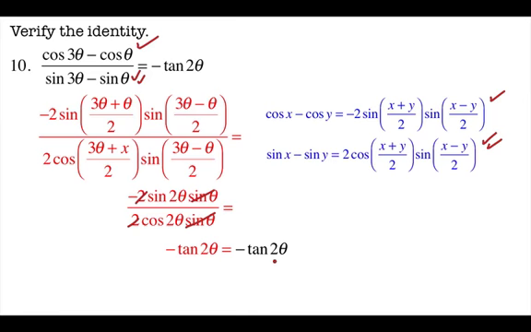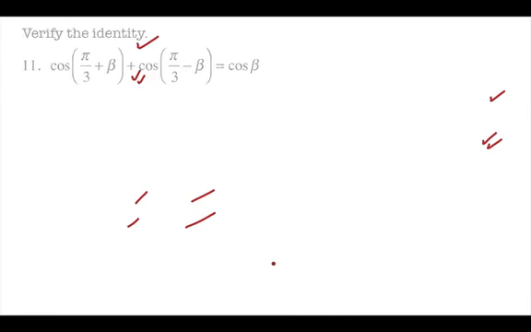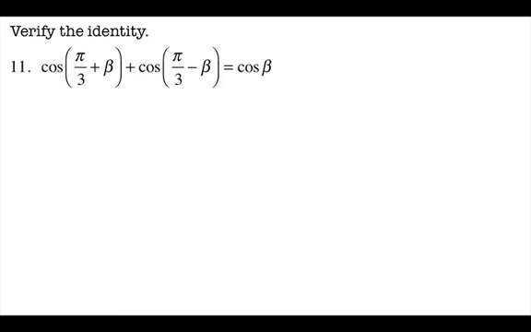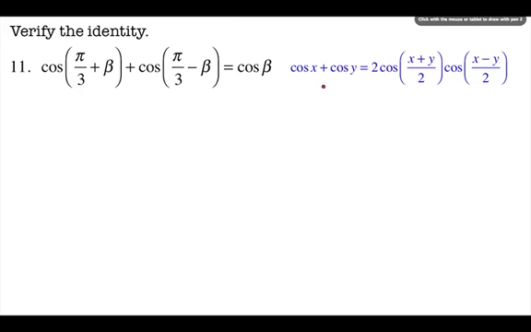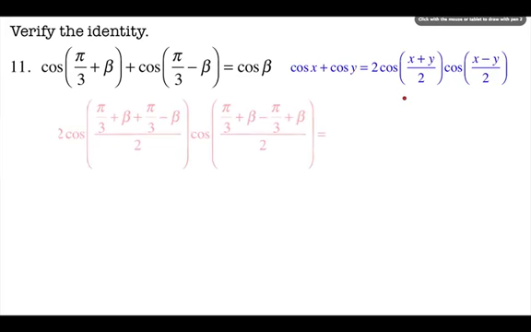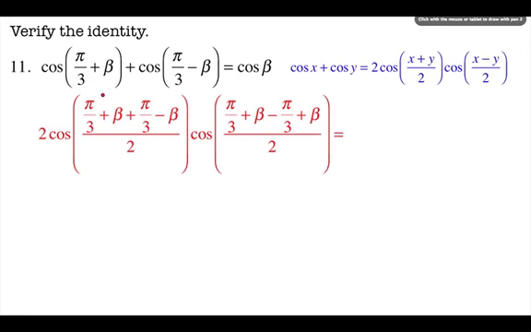Moving on to number 11. I'm going to be using this formula. And again, this expression here is going to be like the x. This expression here is going to be like the y. So I plug this information into the right-hand side. This is what I get. I simplify this. Whatever this is divided by 2, whatever this is divided by 2.